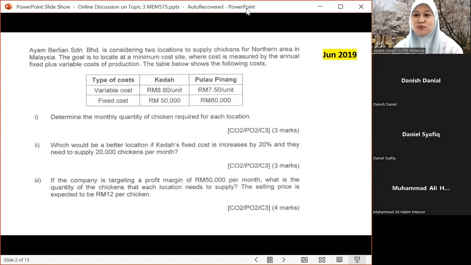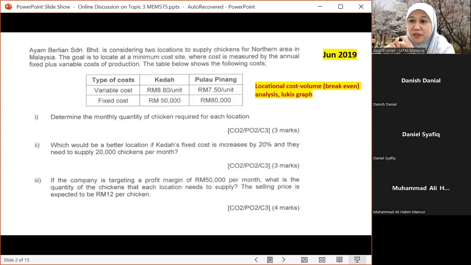First we need to see the question. Which technique among these 3 does the question ask us to do? So the clue here, kalau you nampak there's a variable cost and fixed cost, you know that this must be locational cost volume analysis, yang kena lukis graph and ada formula break-even, profit equal something. So you need to use the break-even formula and also the graph together.